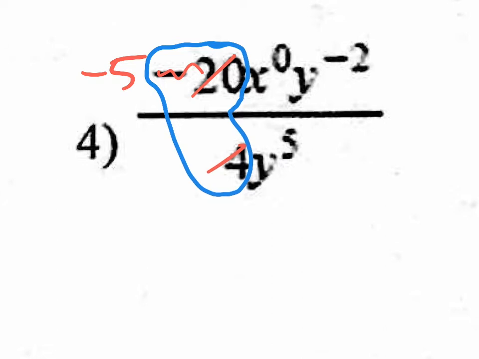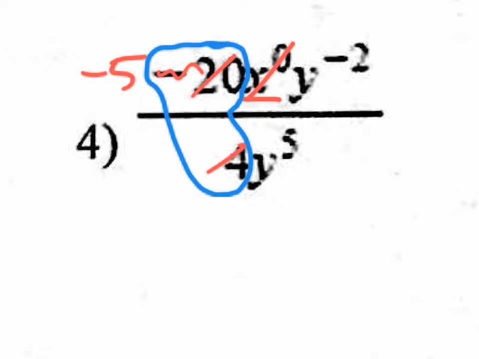And what else could we do? Another rule is I have x to the 0 right here. That's just what? That's just 1, right? So I could just scratch it out as well. I mean, I could write a 1 right here and then go, okay, -5 times 1, it's still going to be -5. So that's pointless. Let's just scratch it out. Anything to the 0 power is 1, scratch it out.